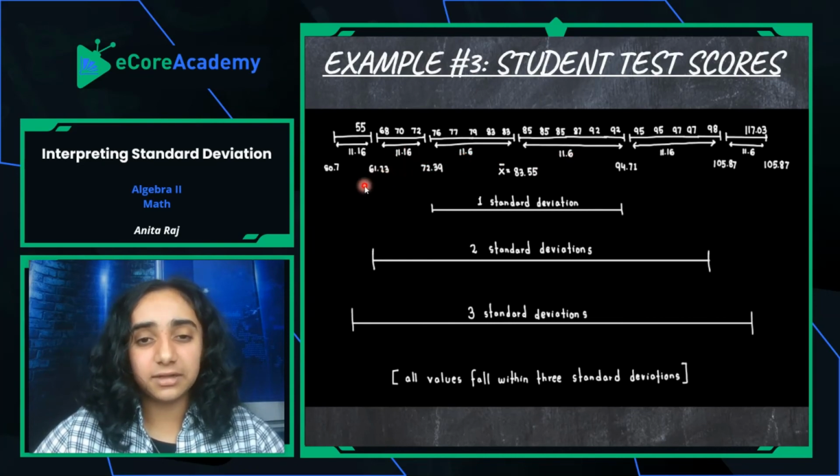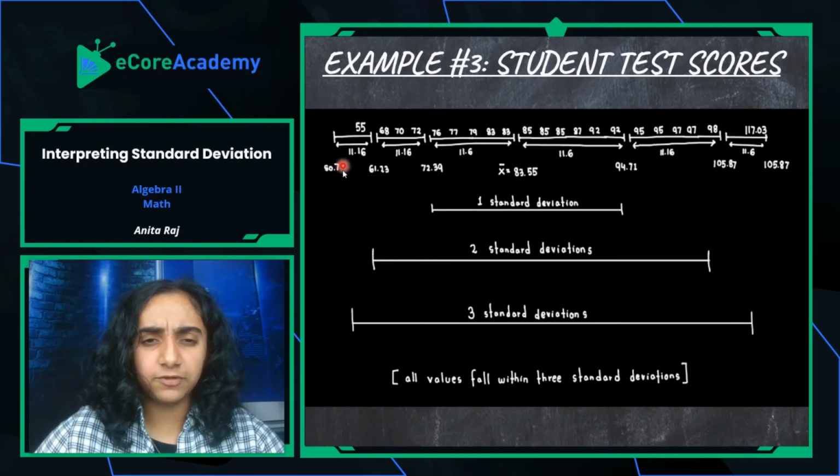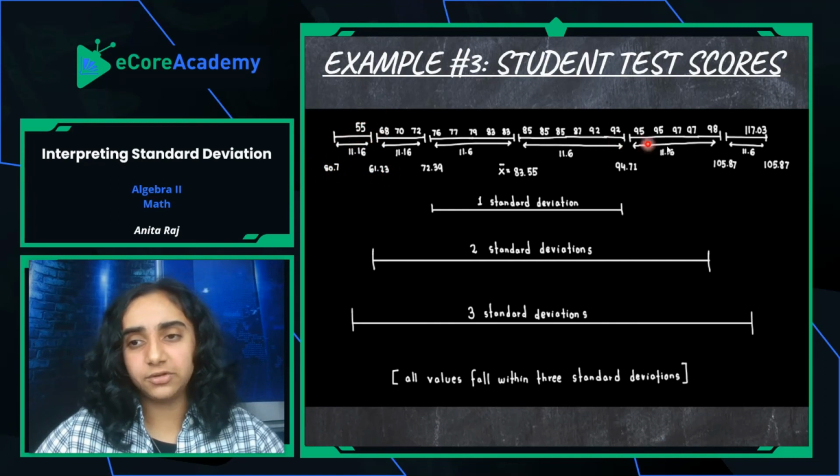So then we get 61.23, and this is going to be our second standard deviation up here, and our second standard deviation over here. However, you think you're done. You think it's just two standard deviations, but we have a 55 over here. So we actually have to do one more standard deviation. So we're going to subtract 11.16 again from 61.23, and we got 50.07, and 55 does fall in that range. So we got our third standard deviation.